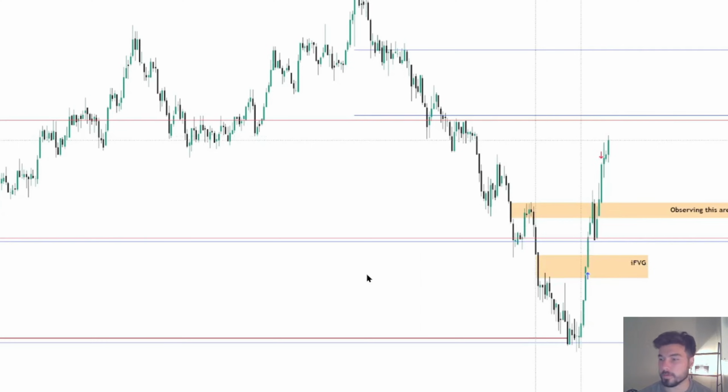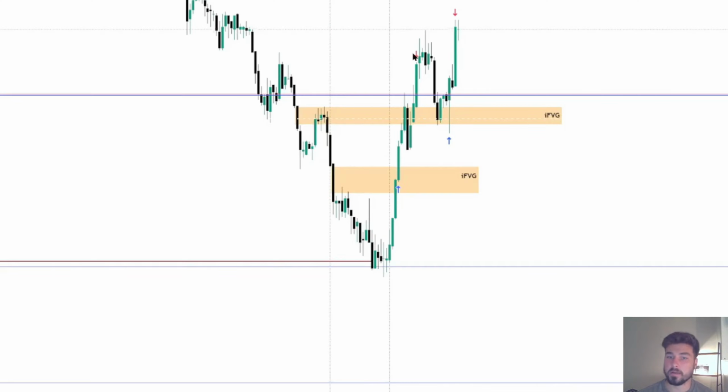Again, perfect retracement, perfect entry, perfect timing as well, because time and price. Macro's time, price is that inversion fair value gap. Now zooming a little bit further, I've taken a partial right here.